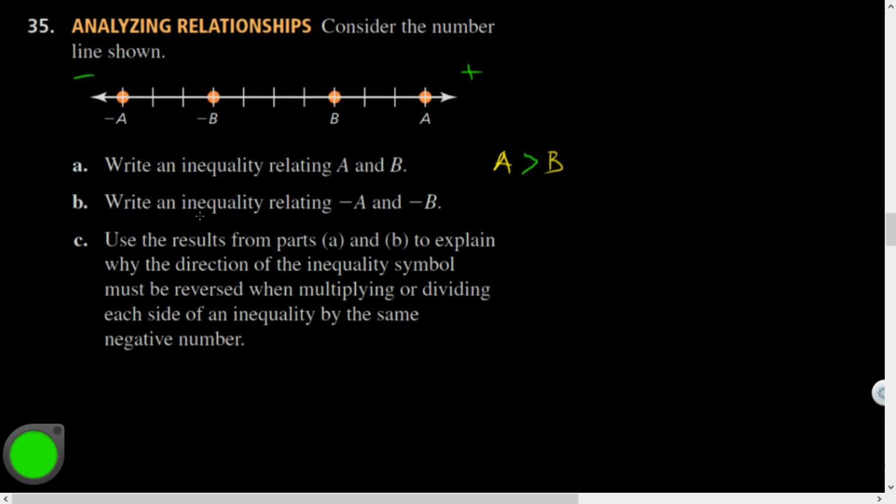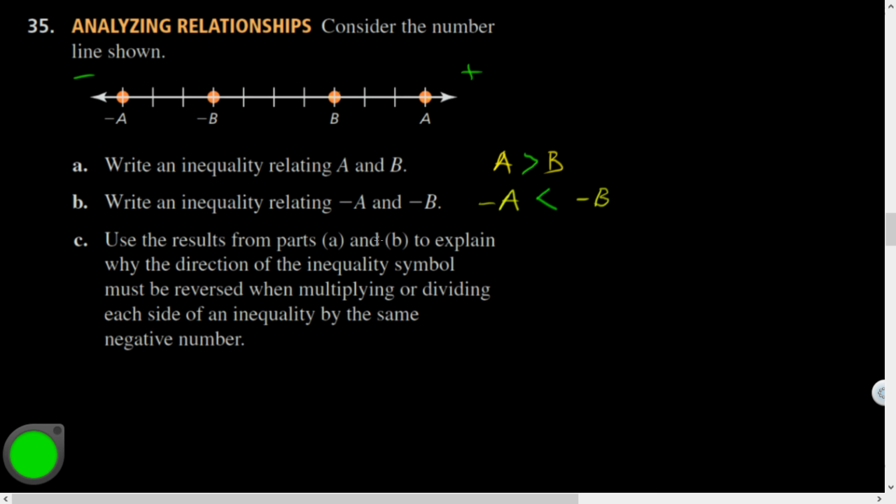Then they asked a question: write an inequality relating the opposite of A and the opposite of B. So the opposite of A compared to the opposite of B. Which one's bigger on the number line? Yeah, negative B, or the opposite of B, is further to the right, so therefore this is bigger. And if that's bigger, then the little Pac-Man alligator mouth is going to be opening towards the bigger of the two. This, by the way, is a less than sign. It'd be good to get that down as well. So notice, when A is greater than B, the opposite of A is less than the opposite of B.